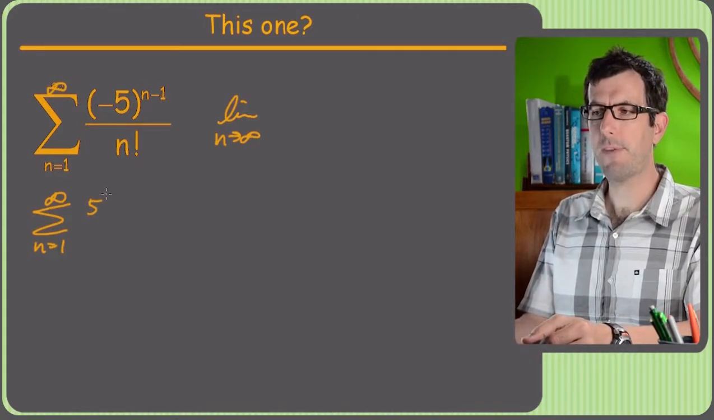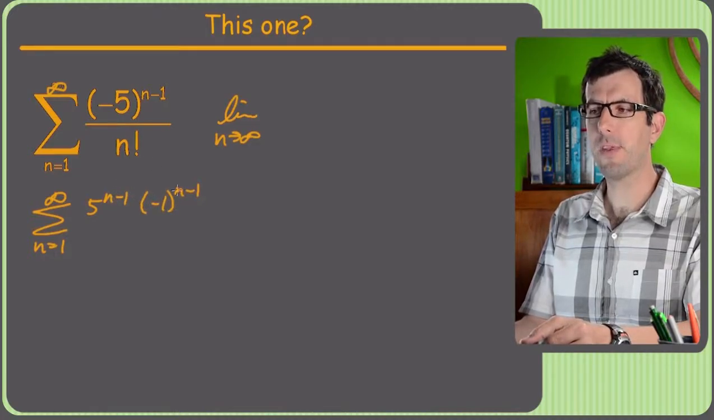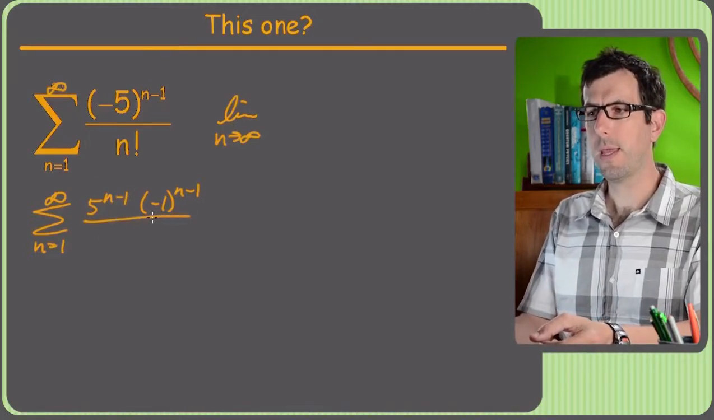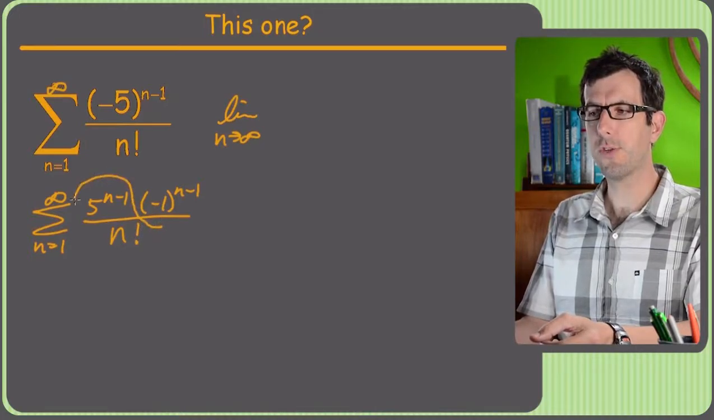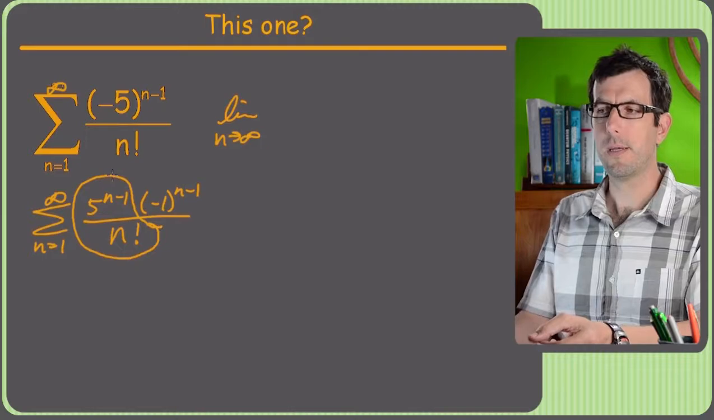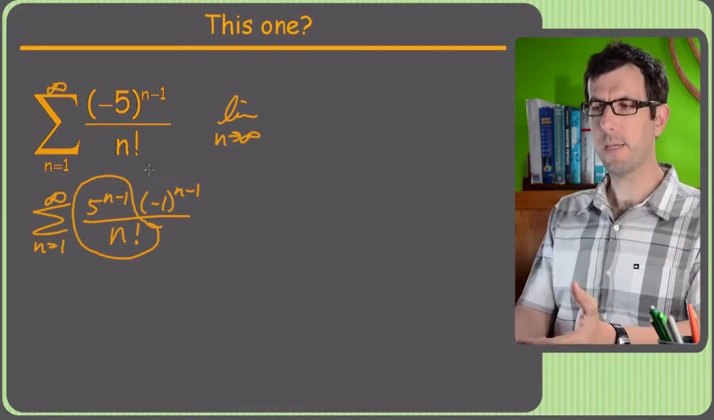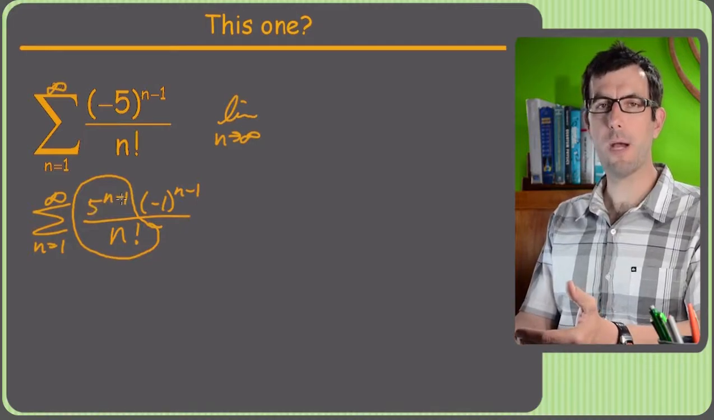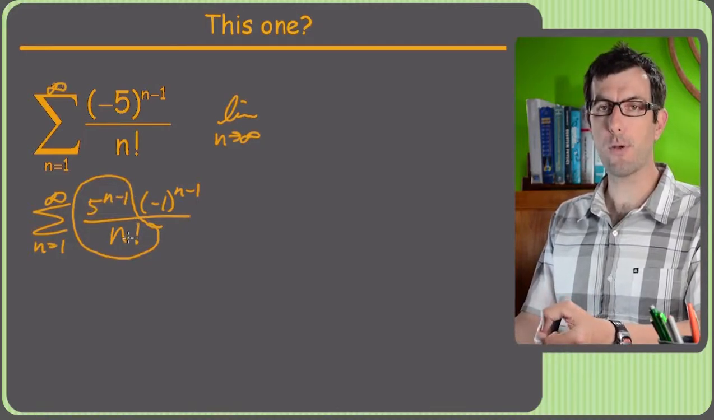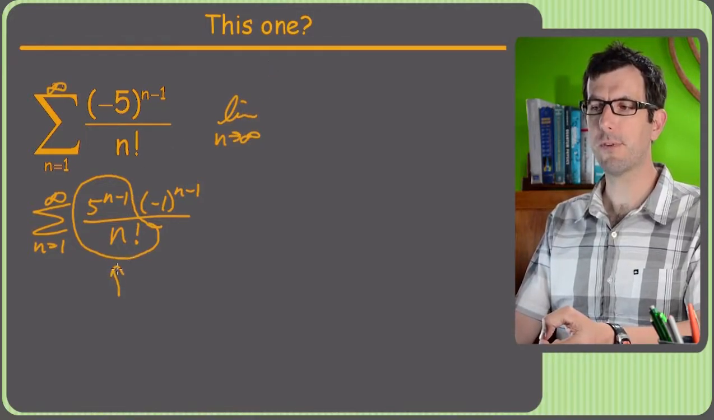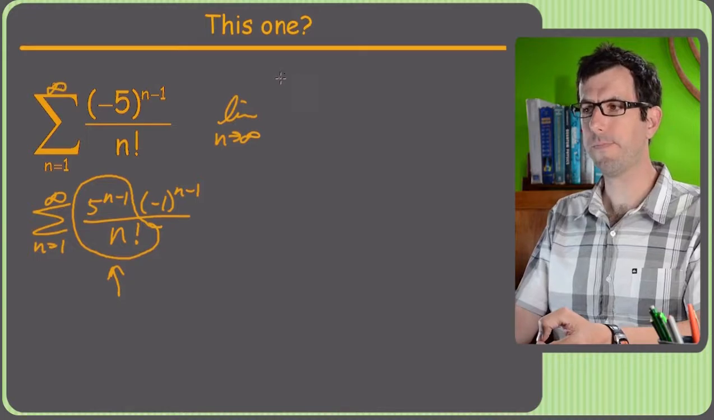So instead I'm going to do 5 to the n minus 1 times negative 1 to the n minus 1. I'm just going to break out the negative 1 and the 5 so it's more obvious what's going on. And then n factorial downstairs. So if you ignore the alternating for a second, these two things are both the telltale signatures of a ratio test candidate, because we've got a number raised to a power of n, and we've got a factorial. And both those are really great for the ratio test. So let's just take the positive version of this thing and run it through the ratio test.